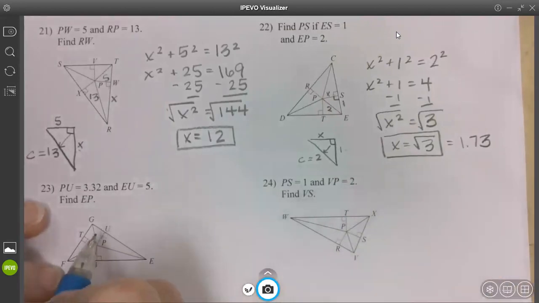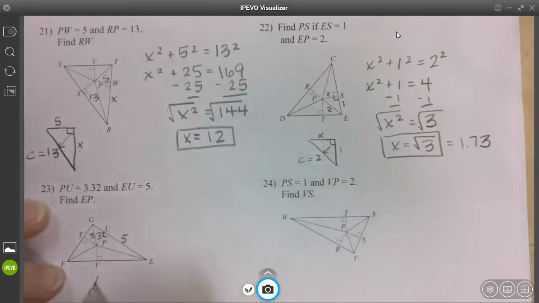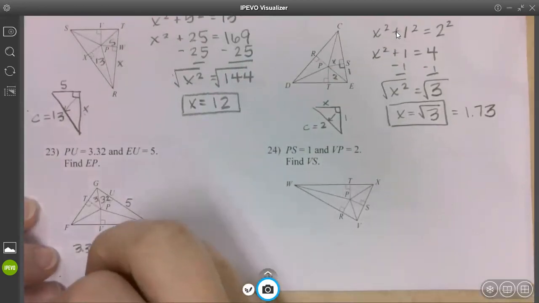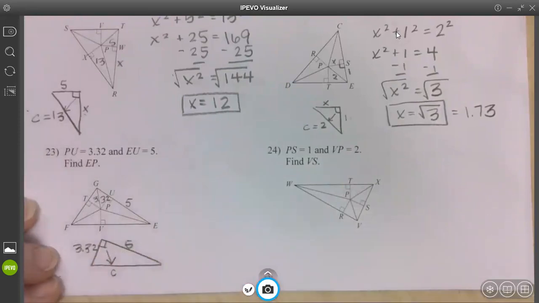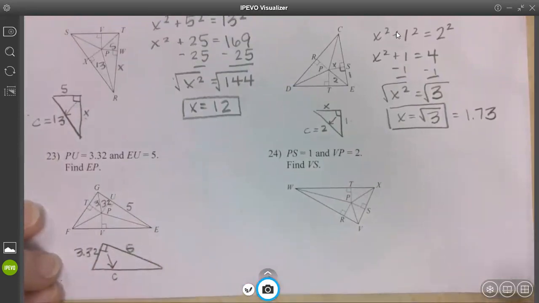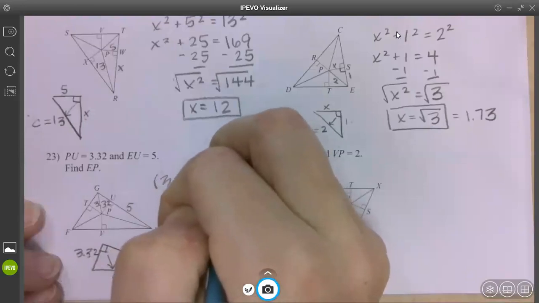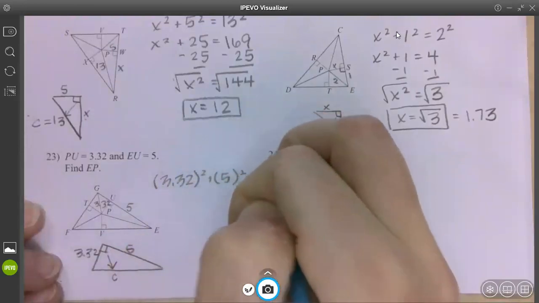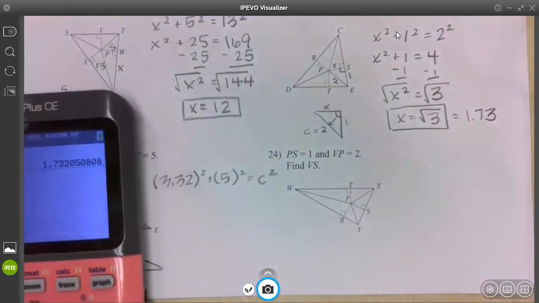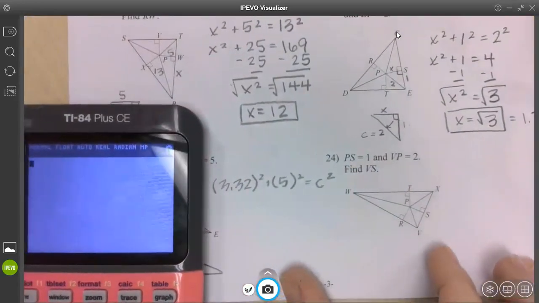It says PU, that's this little tiny line right here, is 3.32. And EU is 5. So I'm going to redraw that triangle a little bit bigger so we can see it. We get 3.32 and 5. Remember, the one that matters is the one across from the 90 degrees. So this time they didn't give us C. They give us 3.32, which I'm going to square, plus 5 squared, and we're looking for C. This one is going to end up being a decimal. They may round it to the whole number. I want you to give me the decimal.